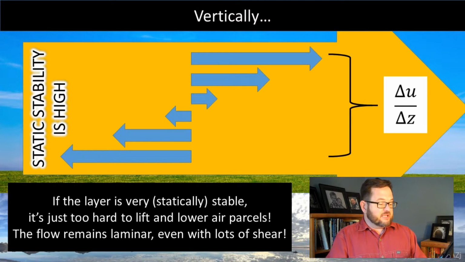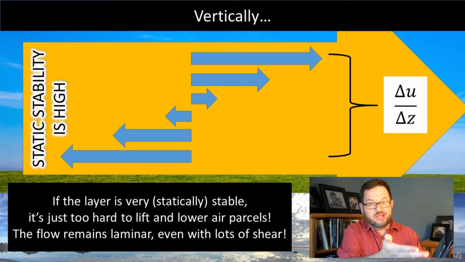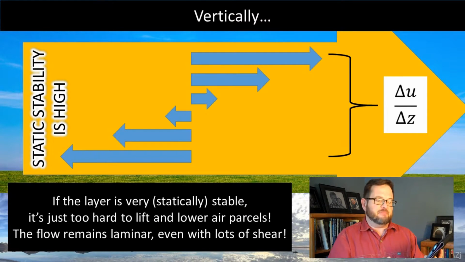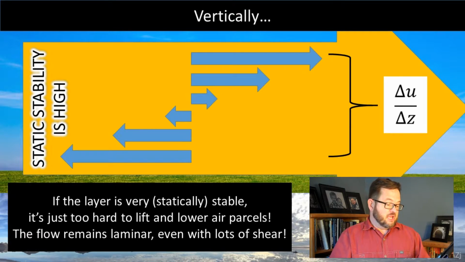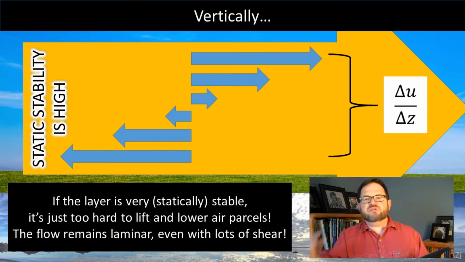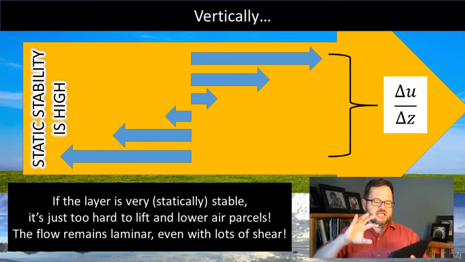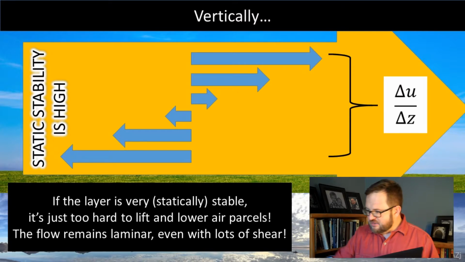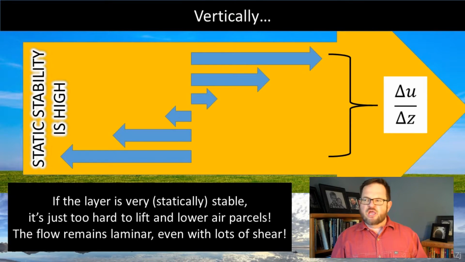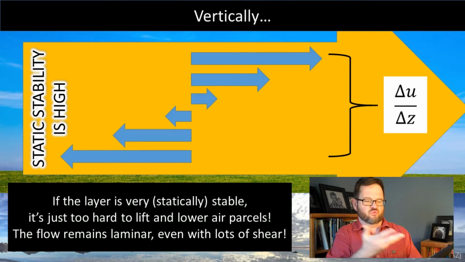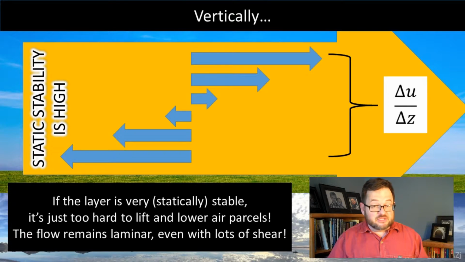Well, if this layer is very statically stable, we could actually have a whole lot of vertical wind shear between the bottom and the top of the layer. In other words, delta U over delta Z could be very large, but it would still be laminar flow, because it would just be too hard to produce turbulence. That rising motion and the sinking motion associated with each of those turbulent eddies would be so resisted by all that static stability of the atmosphere that we could actually have a huge amount of vertical wind shear and not produce any turbulence. The flow would stay laminar.